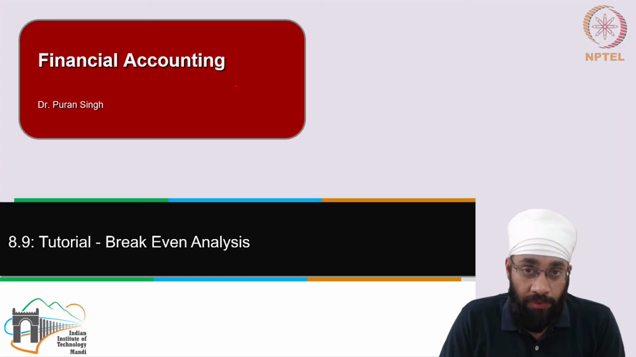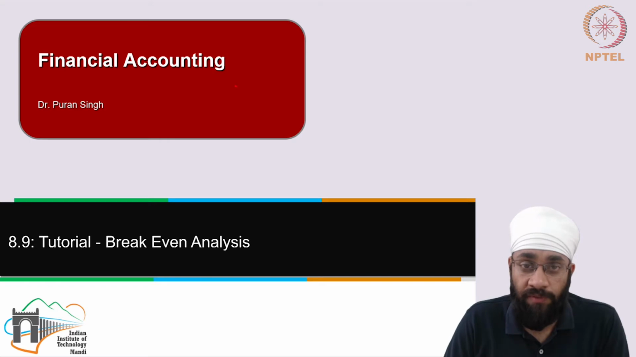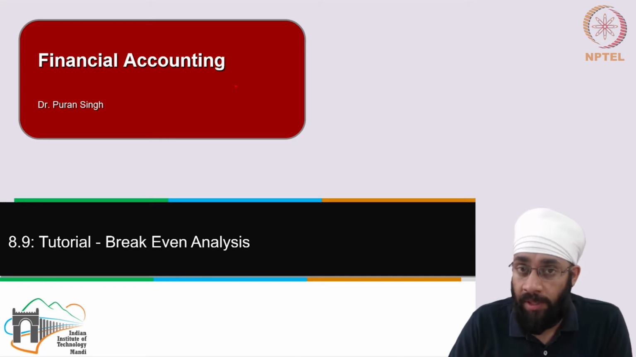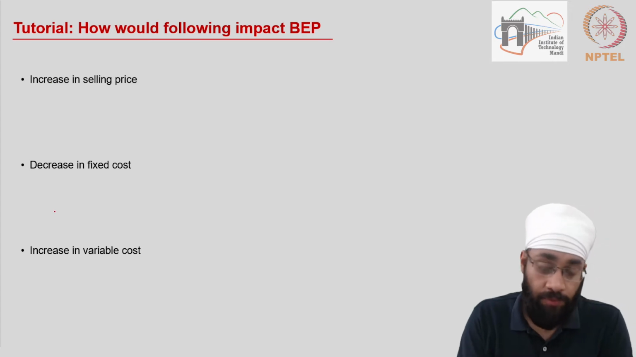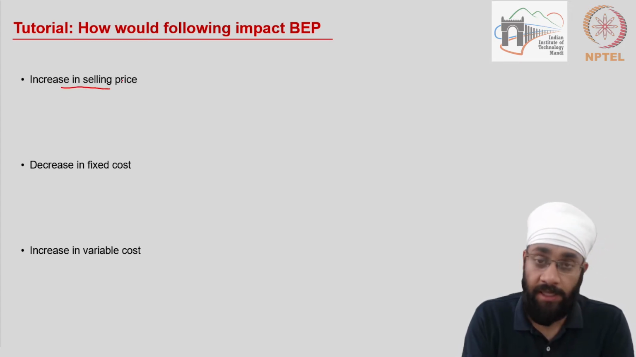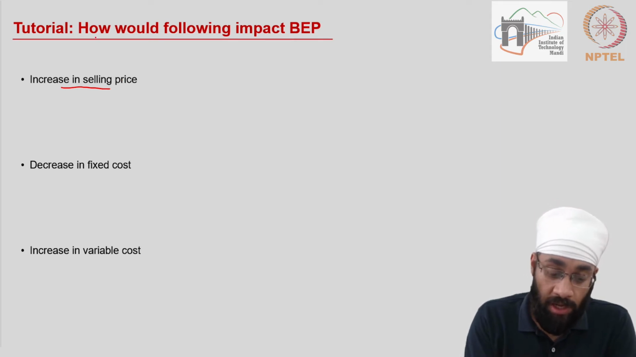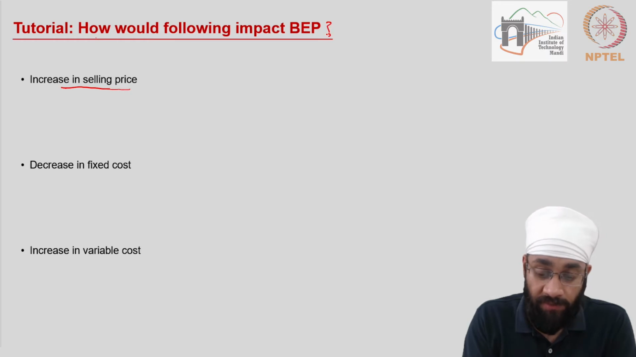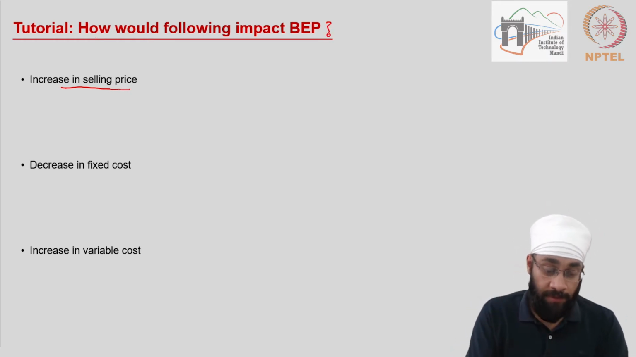Let's do a quick tutorial to understand the impact of each of the components of break-even analysis on the break-even point. So on the screen you have various information points given. For example, increase in selling price. What we have to do is to answer how this increase in selling price is going to impact the break-even point in quantity.